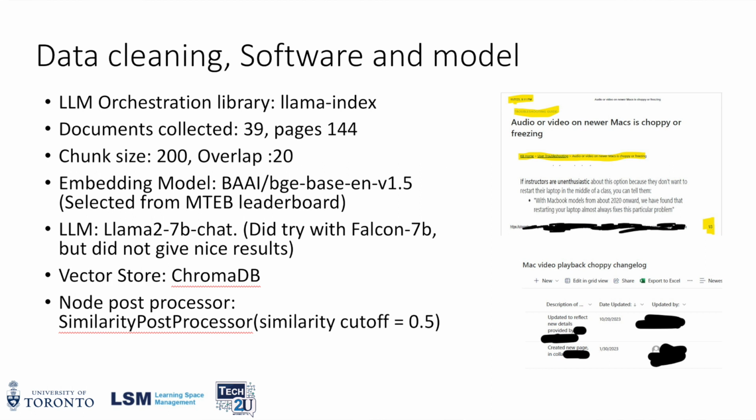These are some technical details. For the data cleaning, we had some redundant features on every page of the document, so we cleaned them, and at the end of the document we had a table which showed the editing history of the knowledge base, so we had to remove that because it contained the names of people who worked on it. For the LLM, we used the Llama 2 7 billion chat model. For the LLM orchestration library, we used LlamaIndex. We chunked the documents into a size of 200 with 10% overlap.